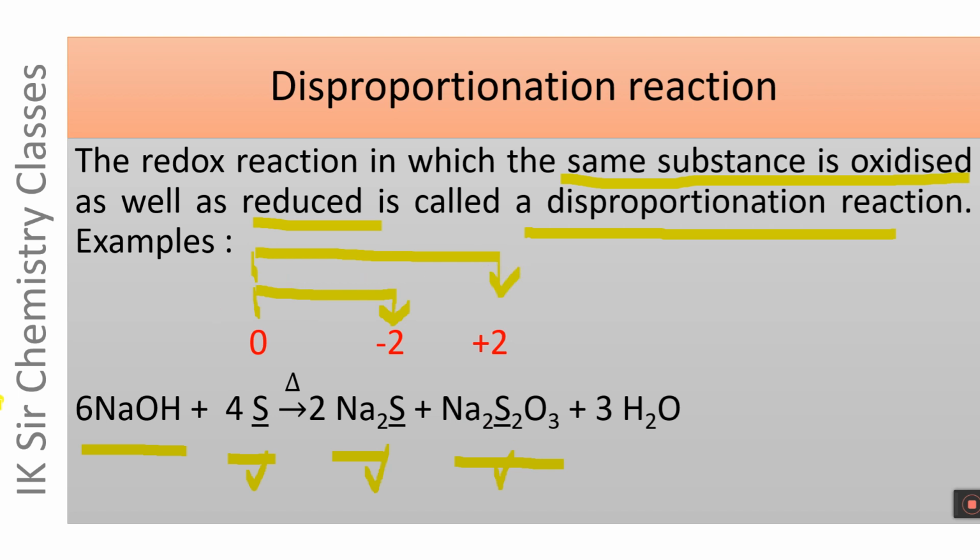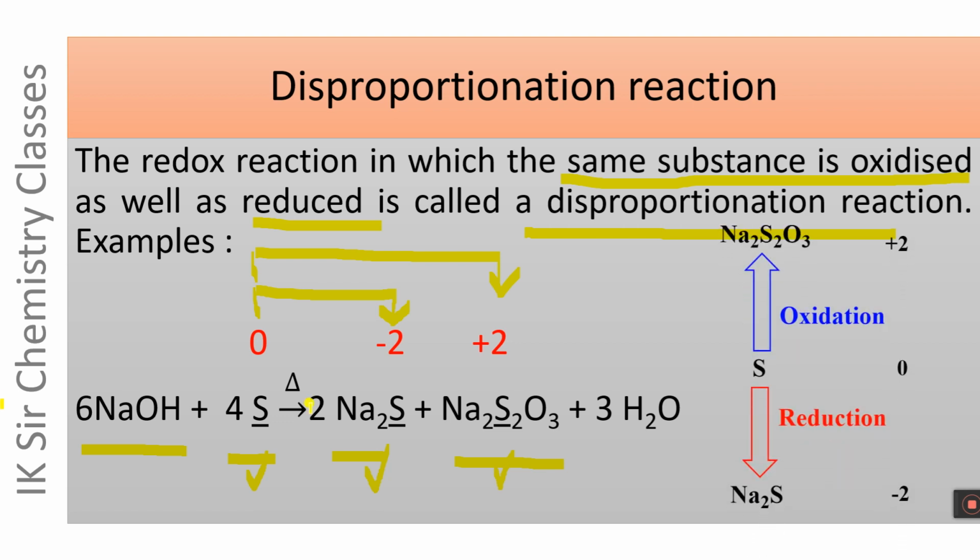It can be represented diagrammatically also as follows. Sulfur is oxidized to sodium thiosulfate from 0 oxidation state to +2 oxidation state. At the same time, sulfur is reduced to Na2S, that is from 0 oxidation state to -2 oxidation state. Thus, it is a disproportionation reaction in which sulfur is oxidized as well as reduced.